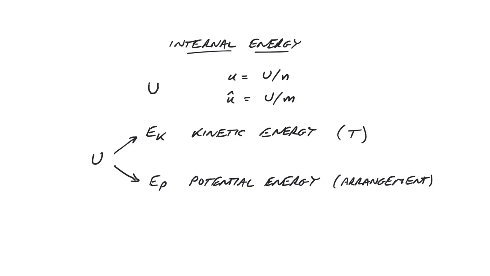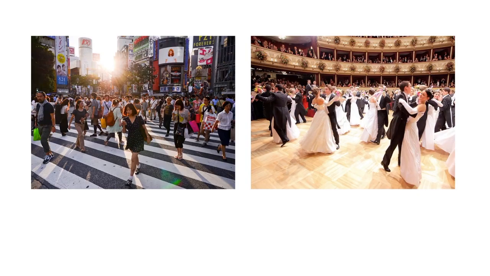To illustrate the importance of potential energy in thermodynamics, consider for a moment the following two photographs involving large crowds of people. One is the famous Shibuya pedestrian crossing in Tokyo. The other of an Austrian ballroom in Vienna. In both photos, we see a lot of people in a relatively small amount of space. But if you look carefully, you'll notice there's a big difference. At the crossing, we see a lot of people heading in different directions, not really talking to each other, looking ahead, or down at their cell phones, only interacting with other people as needed to avoid a collision.